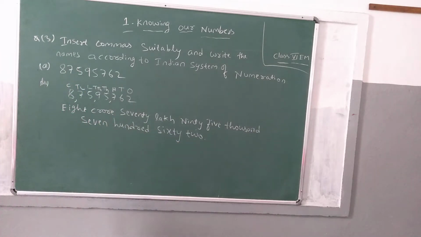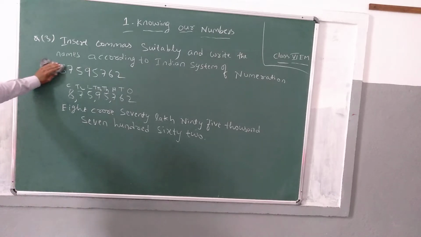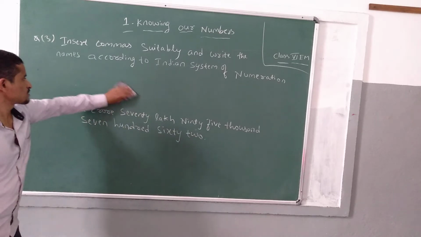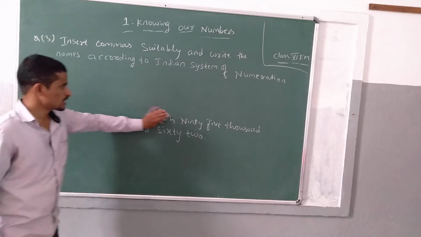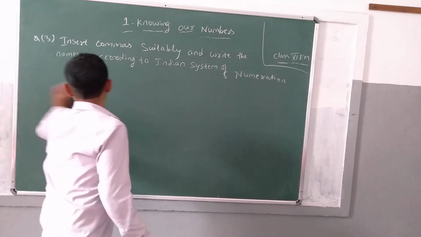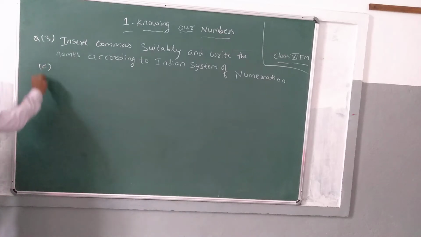So next, B1 is homework, write it down. So B1, it is very simple. You can do it. Now take C1. So what is there in C1?